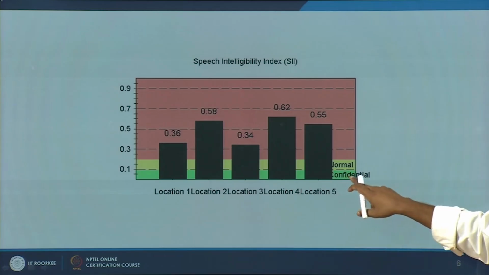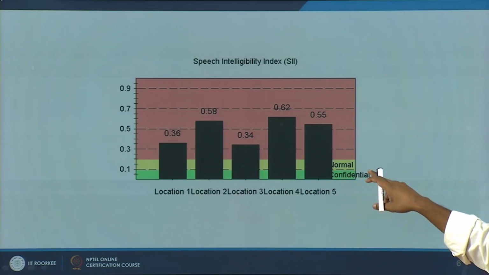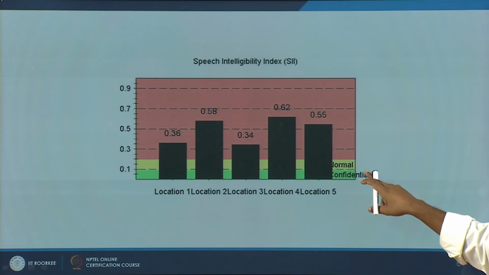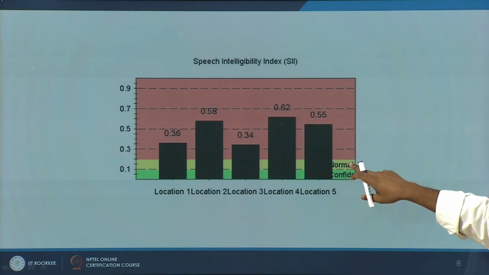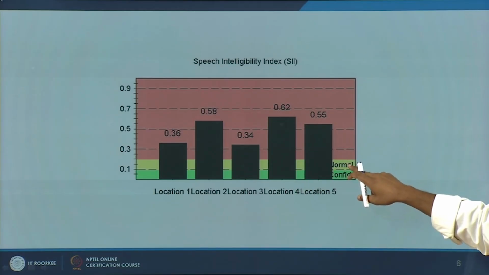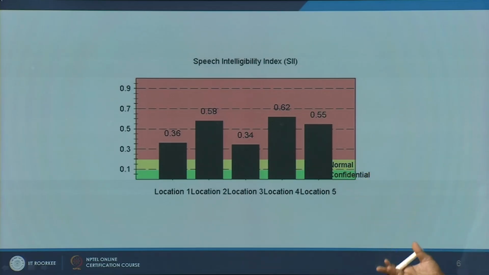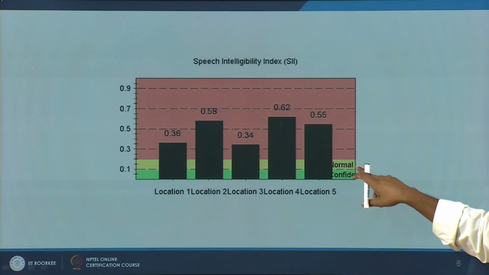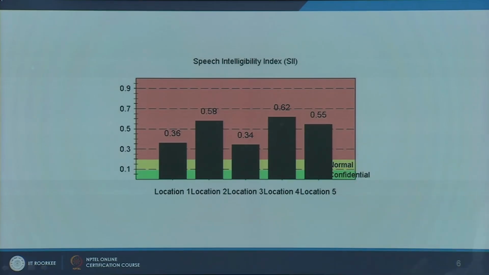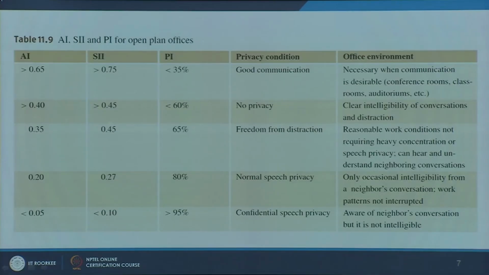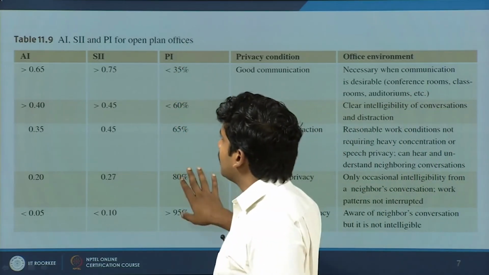Here the green band indicates there is a confidential privacy, which means the articulation index or speech intelligibility index is pretty much low, less than 0.1. If it is somewhere around 0.2 or lesser, you call it normal speech intelligibility or you have normal privacy. This is confidential privacy, this is normal, and if it goes above, the conversation is going to be intelligible. A better understanding of it, you can look at it. You can leave this column for now.